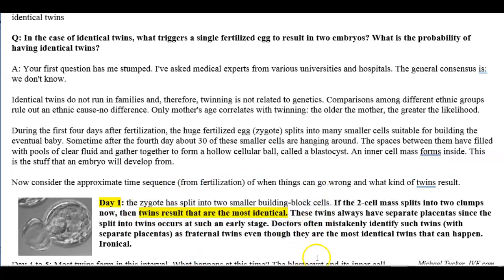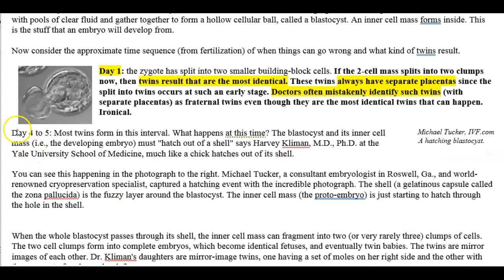These always have separate placentas because they split so early. And what's interesting is, because they have separate placentas, doctors often mistake these most identical twins for fraternal twins, even though they are the most identical twins. Most identical twins form between day 4 and 5.